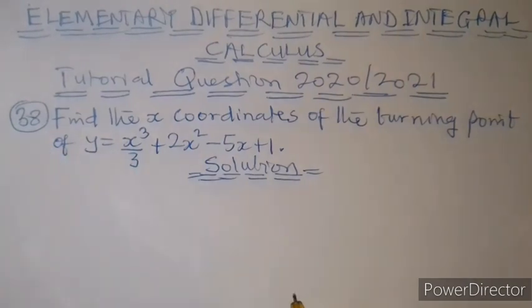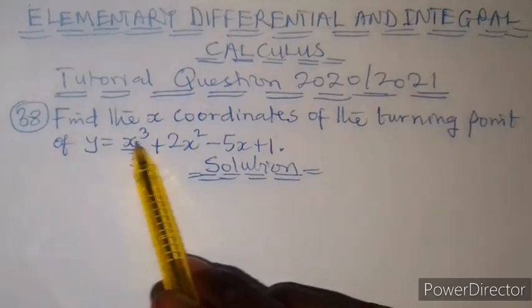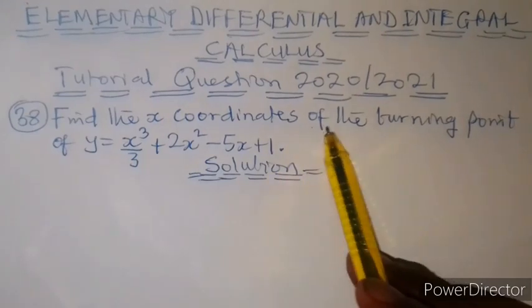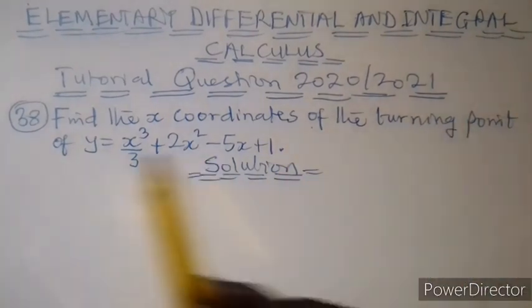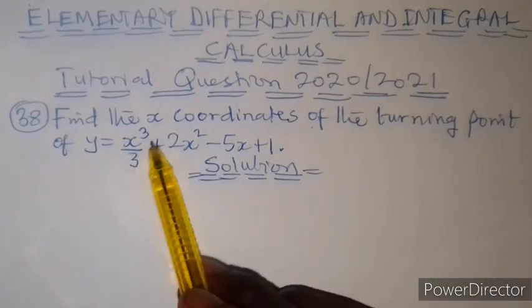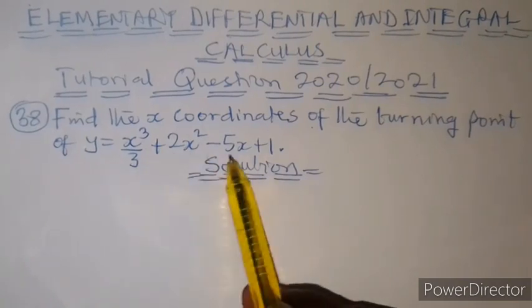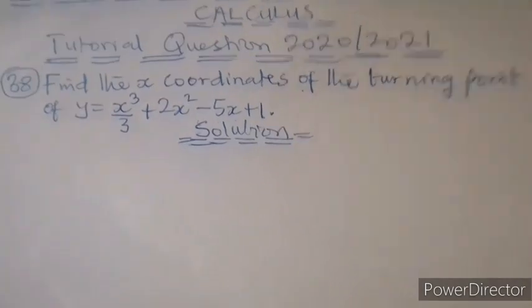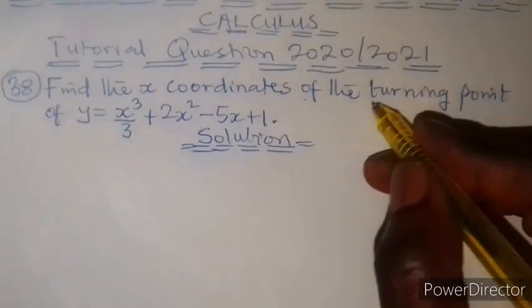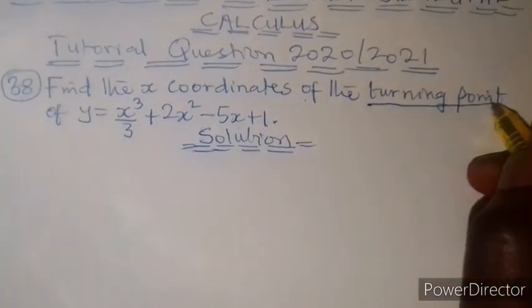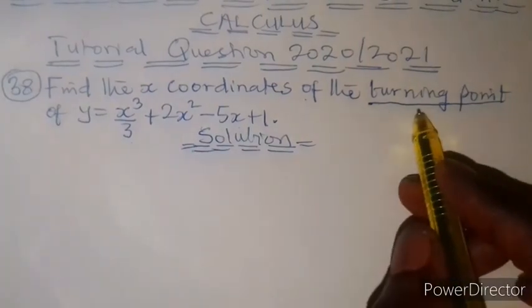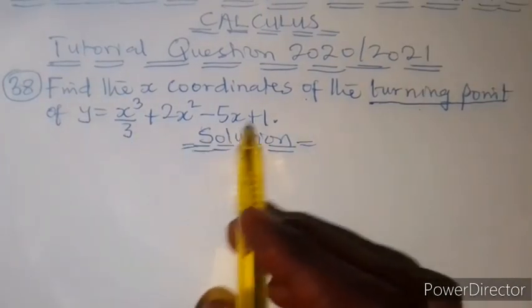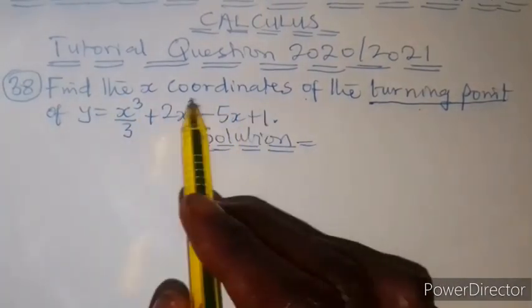In question 38, the question says find the x coordinates of the turning point of y equals x cubed upon 3 plus 2x squared minus 5x plus 1. Now, how do we approach this question? Bearing in mind that we are talking about turning point, it tells us we have to differentiate this given function.